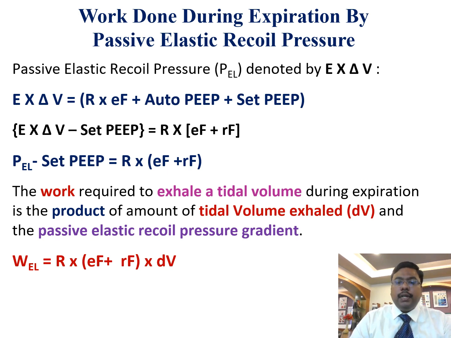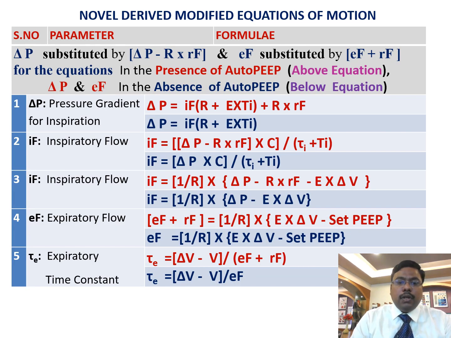So work required to exhale tidal volume during expiration is a product of the amount of tidal volume exhaled and the passive elastic recoil pressure gradient. So elastic work done is equal to resistance times the bracket expiratory flow plus residual flow, close the bracket, then multiplied by the exhaled tidal volume denoted by dV. So these are the novel, derived equations.